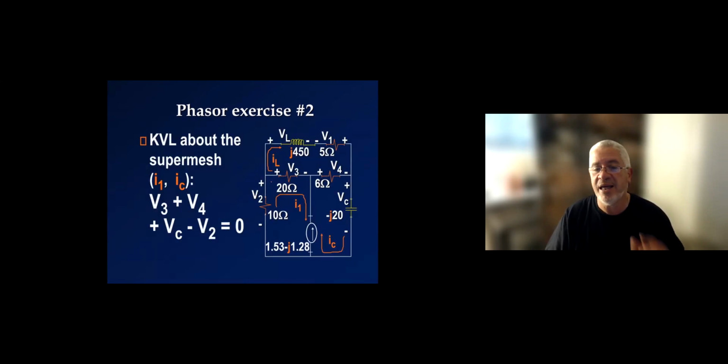So I'm going to write the KVL about the supermesh between I1 and IC: V3 plus V4 plus VC minus V2 equals 0. The reason we do the supermesh is that we do not know the voltage across the current source, and it's not 0. If the voltage across the current source was 0, the current source would be putting out no power, would be dead.